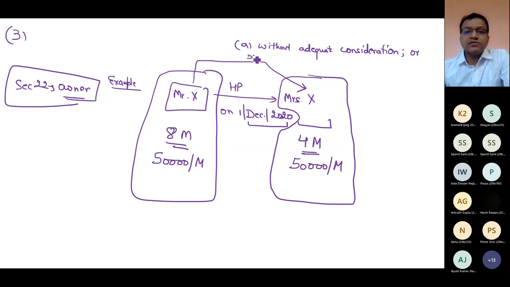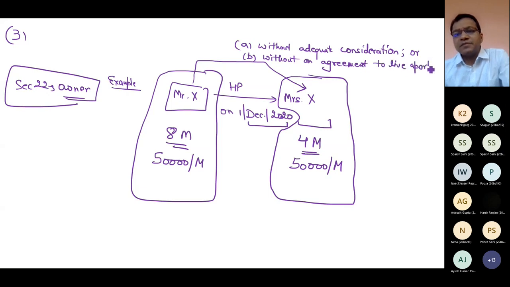Or suppose no divorce has happened between them, so it is without an agreement to live apart between husband and wife. Suppose there has been an agreement between the husband and wife that now we will live separately, and then the husband transfers the property to the wife, then it is also genuine, because now the husband wants to give surety to his wife that though we will be living separately, you need a house. So Mr. X transfers to Mrs. X with an agreement to live apart.